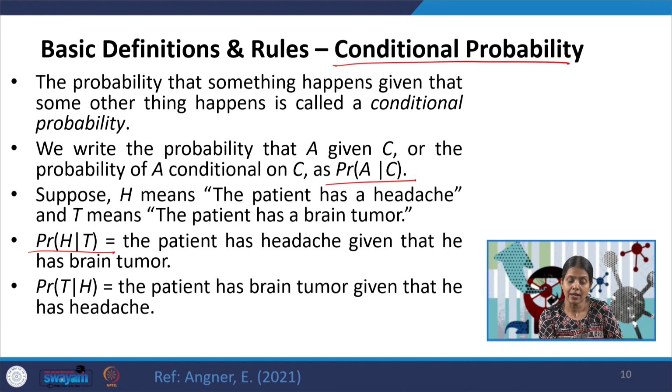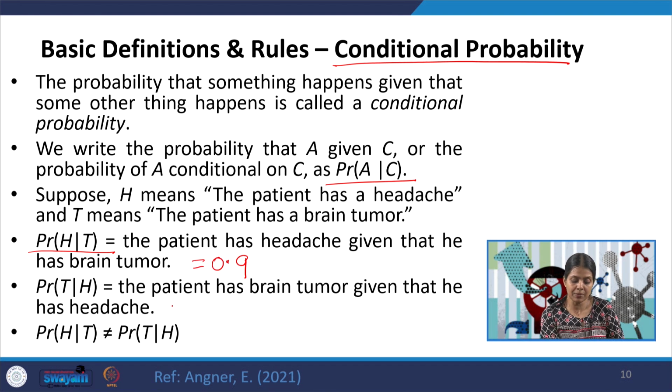So, you can see that the two things are not the same, and they do not necessarily have the same probability. It is possible that the probability of H given T is 0.9, and it is possible that the probability of T given H is 0.6. So, they neither imply the same thing nor do they have to have the same numbers associated with them. They are completely different things. But this is how we write the conditional probability.